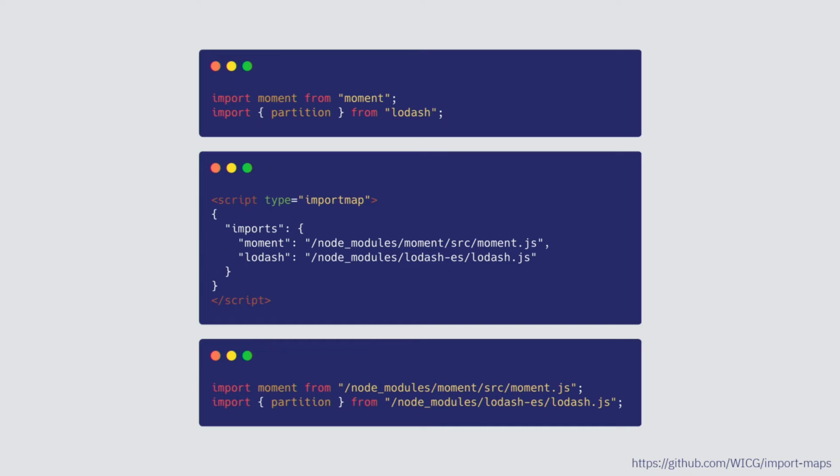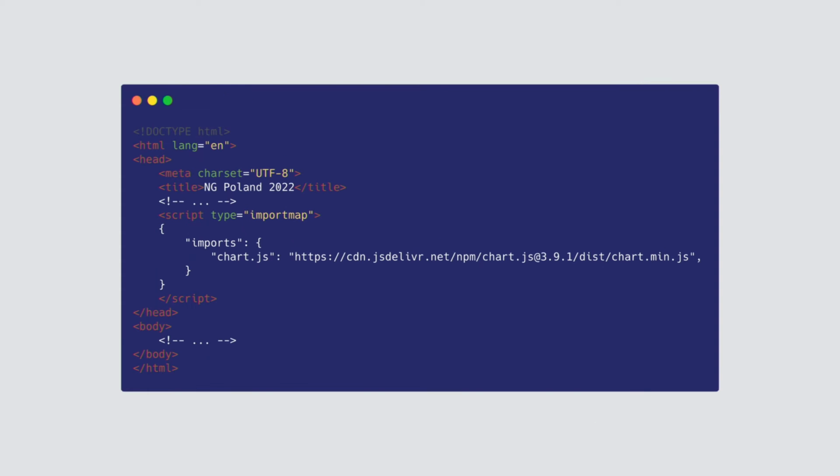In the first file at the top of the screen, we have 2 import statements, one for moment, one for Lodash. We already know it is understandable by the browsers, but now we can add another script of type ImportMap, which contains a JSON describing the map. By doing so, we can specify how those import statements should be resolved. In our example application, we say we should resolve the chart.js with the path pointing to the official CDN.